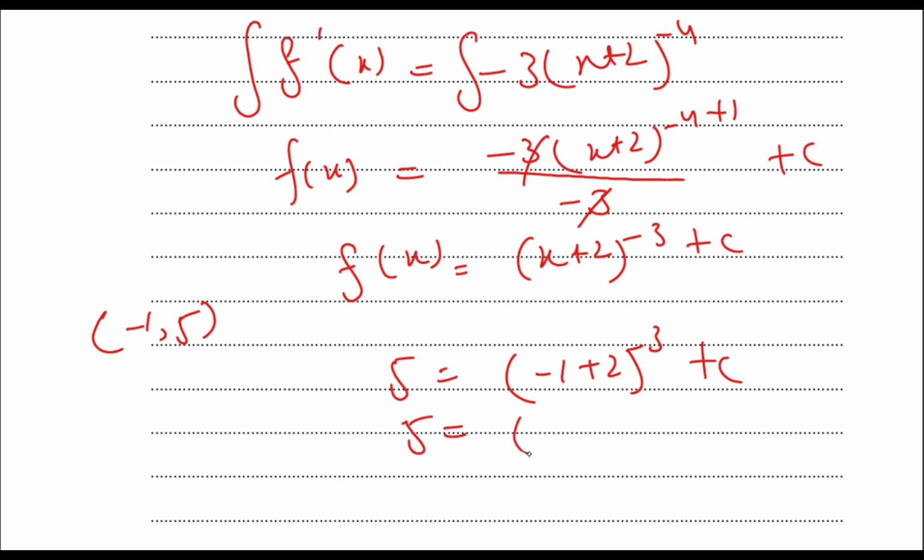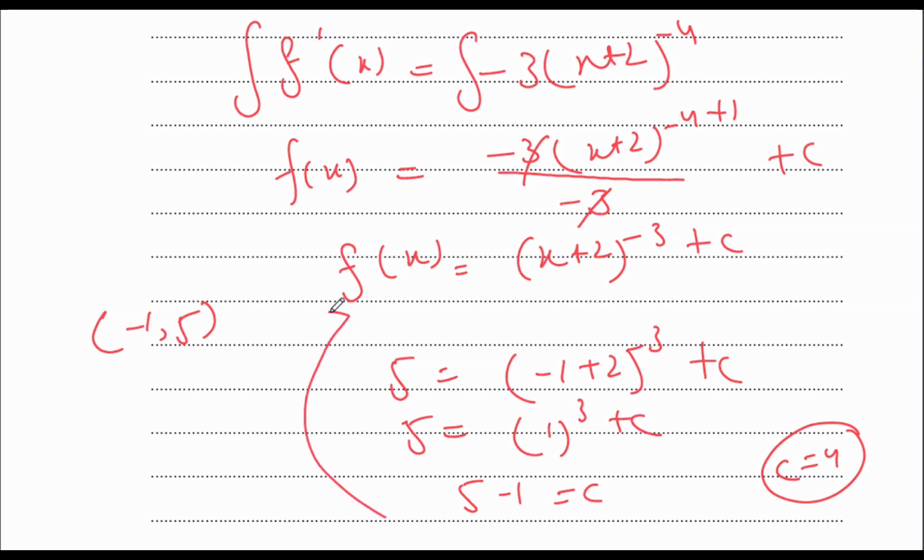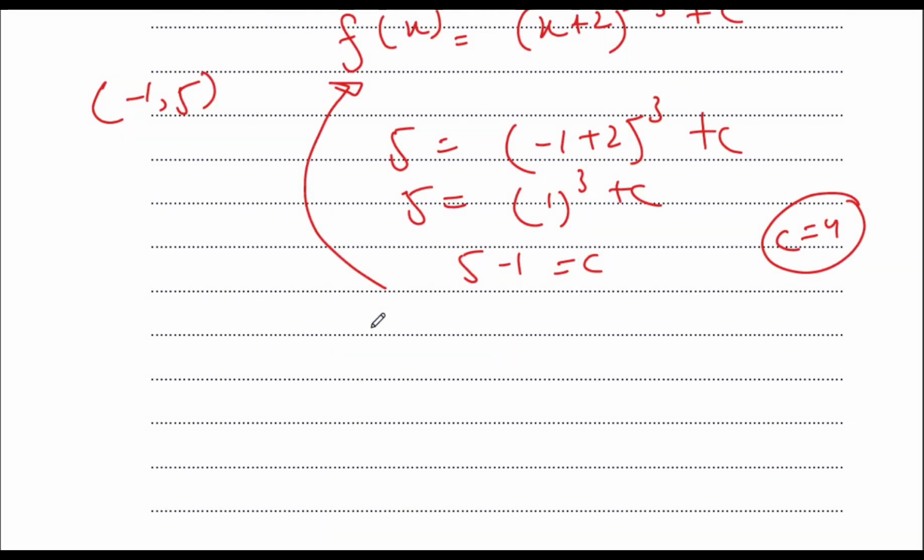5 is equal to 1 cube plus c. 5 minus 1 is equal to c, so c is equal to 4. Now let's come back to this equation. So we have f of x is equal to 1 over x plus 2 cube plus 4. So that was our equation of the curve.